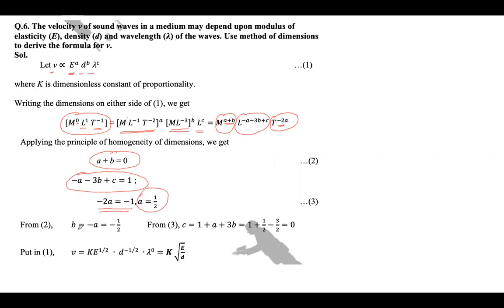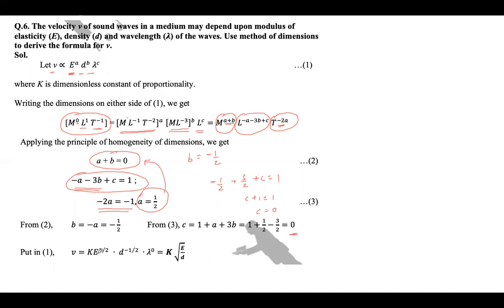So that means if you equate all of this, a plus b, so put the value of a here in this equation, you will get b is equal to minus 1 by 2. Once you have got the value of b and a, put it here in this. So you will get minus 1 by 2 plus 3 by 2 plus c is equal to 1. So this is c plus 1 is equal to 1, or c is equal to 0. So the value of c is 0.